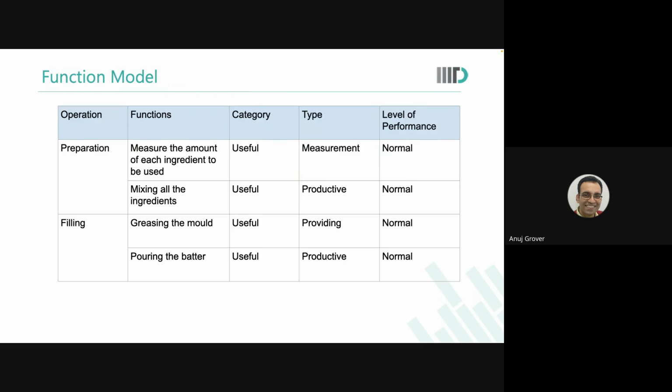So first thing is, when you are preparing the batter, first function is measurement. You have to measure every component in the right quantity. And then the second function is mixing. Both are useful functions. Mixing is a productive function. Measurement is obviously a supportive producing function, but mixing is a productive function. Because the final cake that you eat, you do not eat sugar separately and refined oil separately. You eat the cake. It has everything mixed. So mixing was a productive function here.